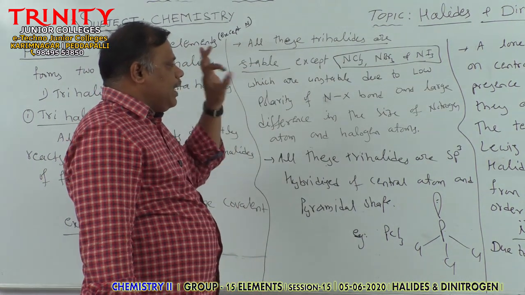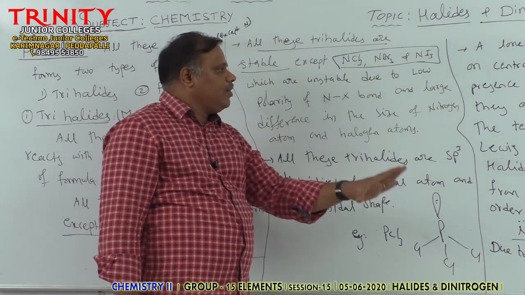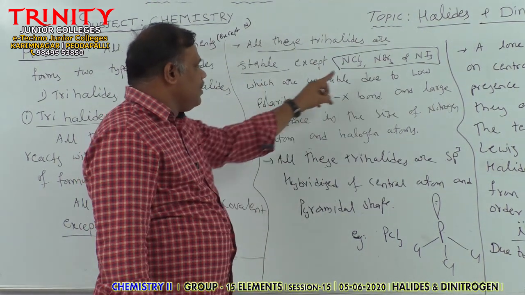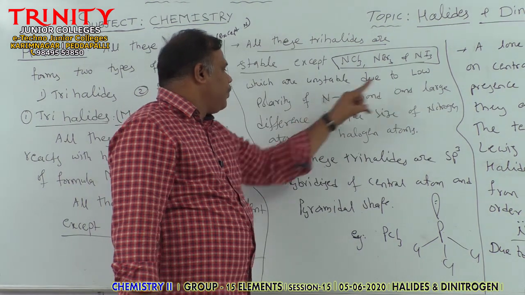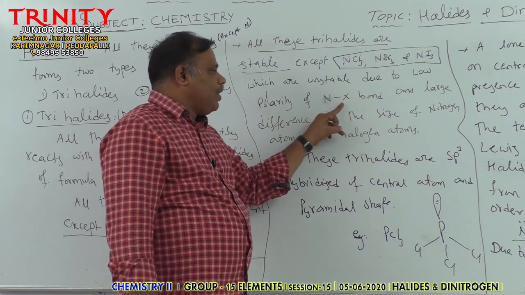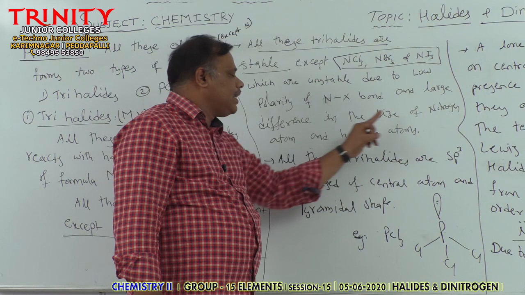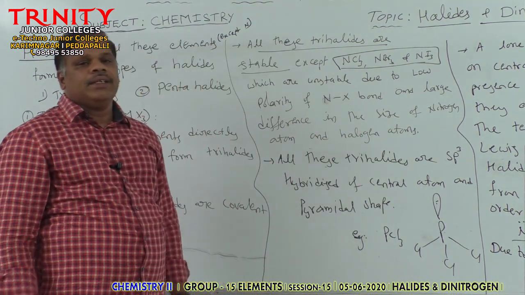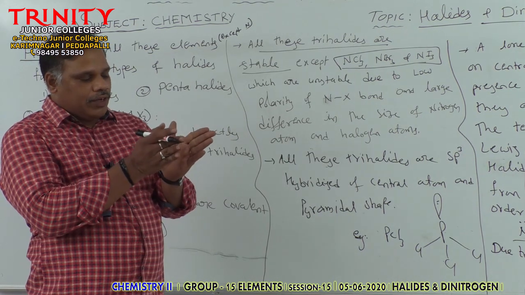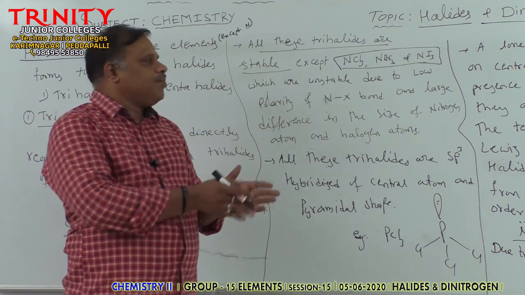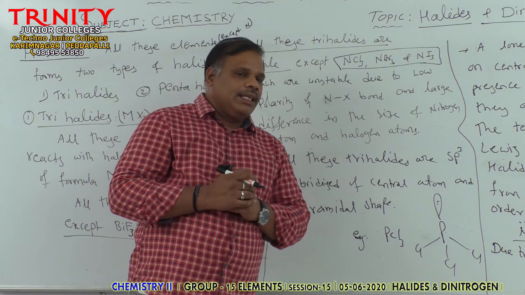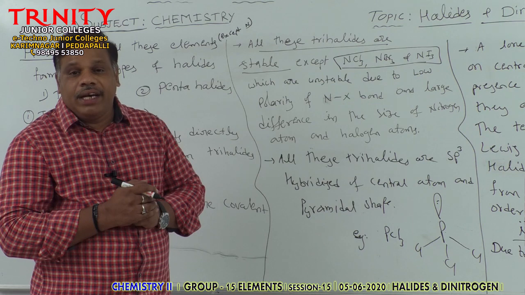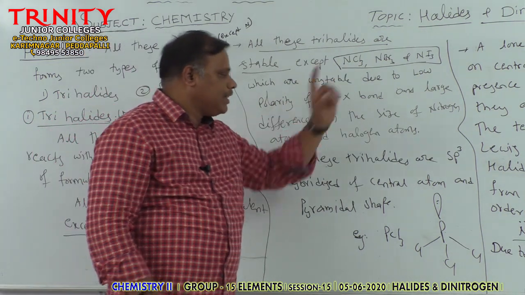Among nitrogen halides, only NF3 is stable. The remaining NCl3, NBr3, NI3 are unstable. That is the reason: they are unstable due to low polarity of the N-X bond and a large difference in the size of the nitrogen atom and the halogen atom. Nitrogen is small, so nitrogen and fluorine are almost similar in size, but from chlorine to bromine to iodine the size increases, effective overlapping decreases, hence stability decreases; they exist but are unstable.